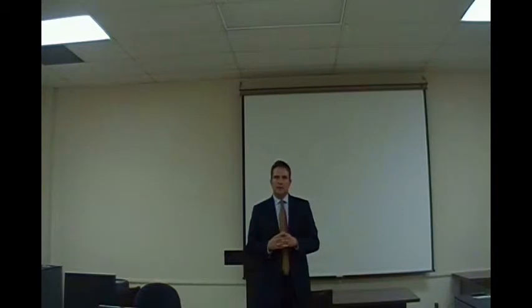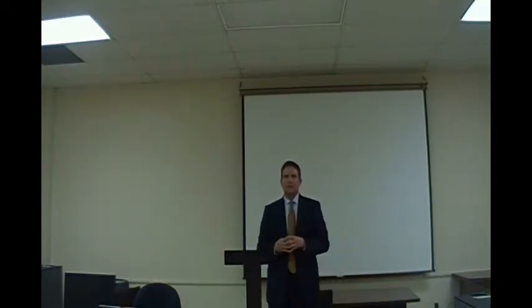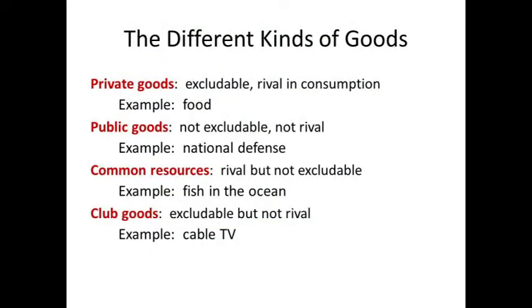Using these two characteristics, we get private goods, public goods, common resources, and club goods. So let's first talk about private goods. Private goods are goods that are both excludable and rival in consumption. Public goods are goods that are neither excludable nor rival in consumption. Common resource goods are goods that are rival in consumption but not excludable. And club goods are goods that are excludable but not rival in consumption. So you can see where we're going here. We're covering all angles of it.